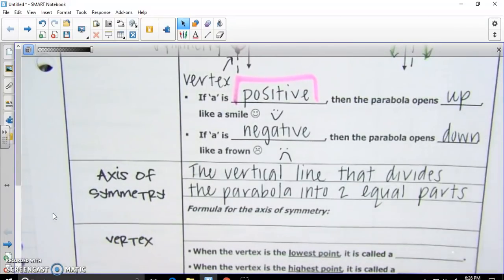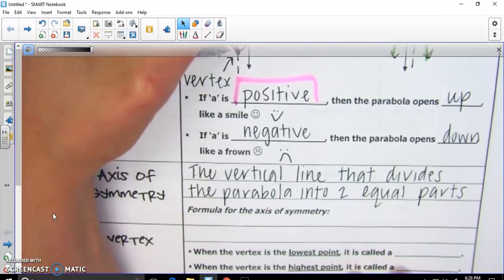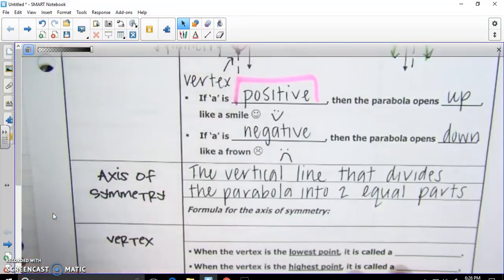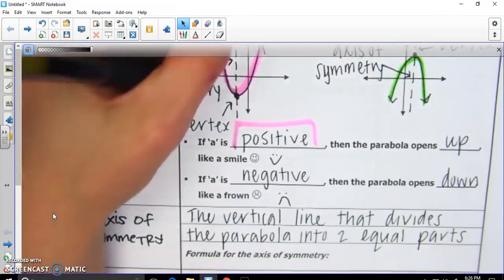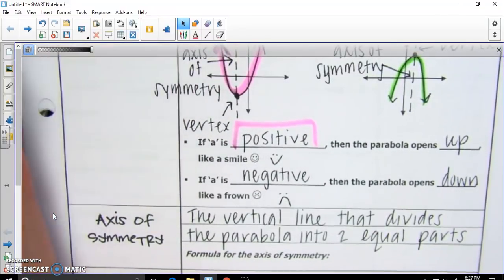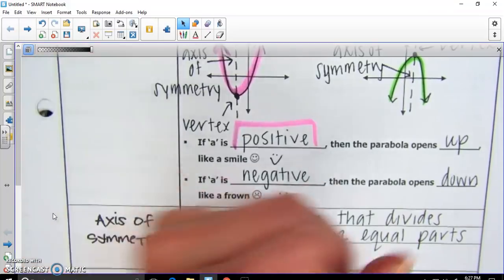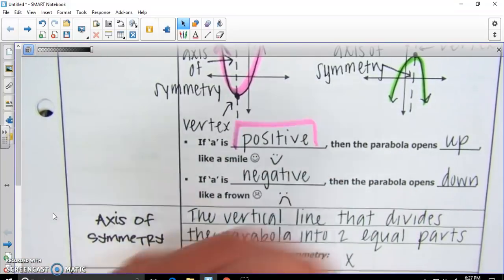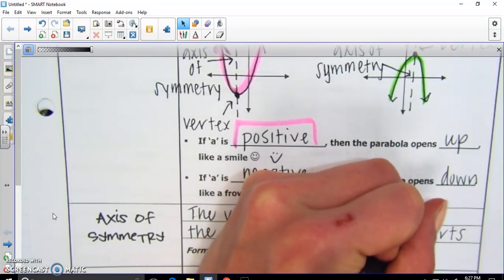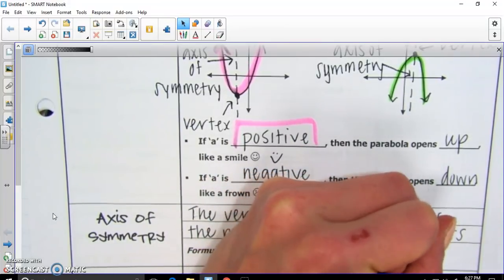So there's a formula for us to find the axis of symmetry, or at least to find the x value for the axis of symmetry. So the x value meaning on the graph, where is the line? It's an x equals line because it's a vertical line. So here is the formula. X equals negative b over 2a.